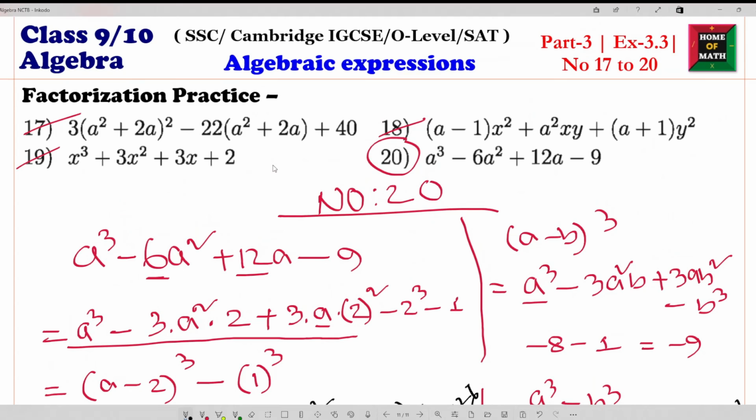Okay, so we are trying to solve 4 maths based on factorization practice algebraic expression exercise 3.3, and this is a very important part for examination.